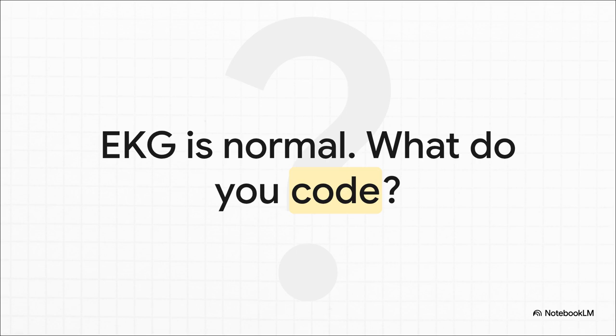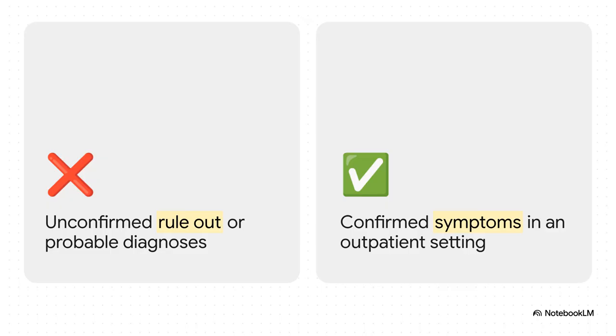Do you code that terrifying MI just because it was suspected? The CPC exam decision rule is incredibly strict on this. In the outpatient setting, you must never code an unconfirmed diagnosis. If the documentation says rule out, suspected, or probable, there is no way you can code it as if the patient actually has that condition.